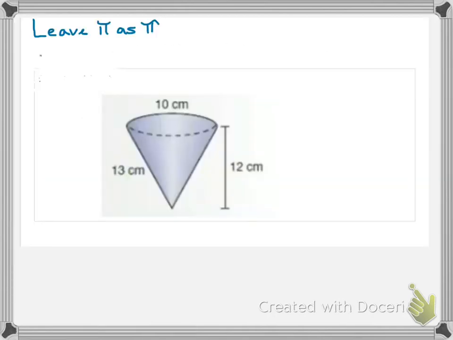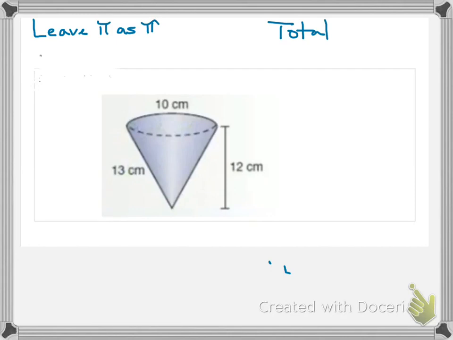Okay, let's try an example. Here's our cone. I'm going to say leave pi as pi, and I'm going to find lateral surface area, and then I want to find total surface area. So we're going to come over here, and I'm going to ask you for total surface area, and then we're going to do lateral. So let's do lateral first.